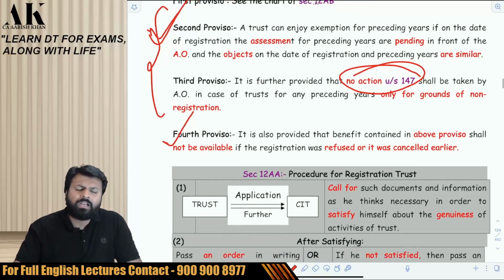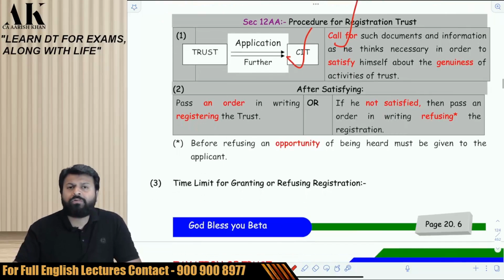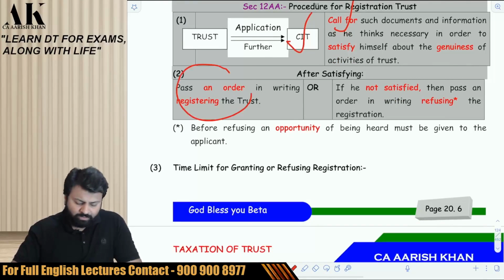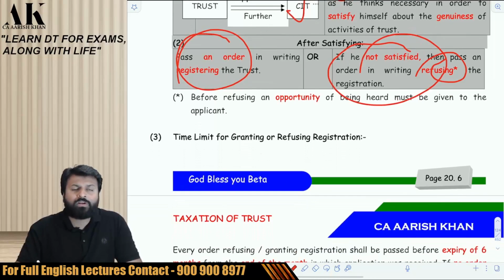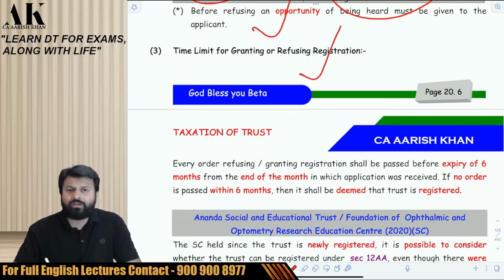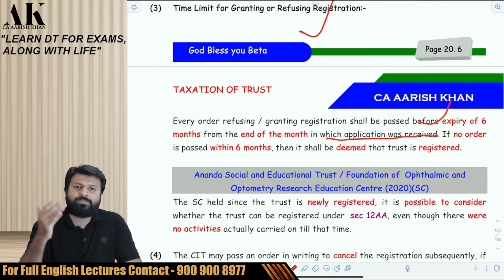Okay. Now, once you make an application, what is the duty of the CIT? The CIT will go through the application, will call for certain documents and will satisfy himself, and he will pass an order either registering your trust or refusing your trust. If he is refusing your registration, then he will give an opportunity of being heard to the assessee. And what is the time limit for granting or refusing registration? It is 6 months from the end of the month in which the application was received. So if the application is received in the month of July, 6 months from the end of the month will complete in the month of Jan 2023. I hope it is clear to all of you. And if within 6 months the CIT is not passing any order, then you assume that you are deemed to be registered.